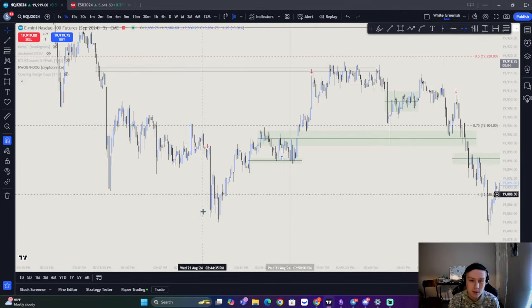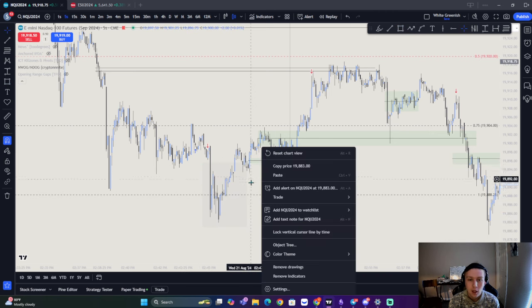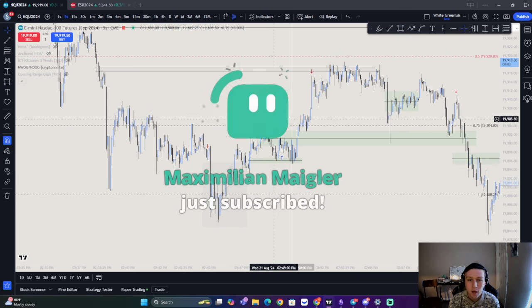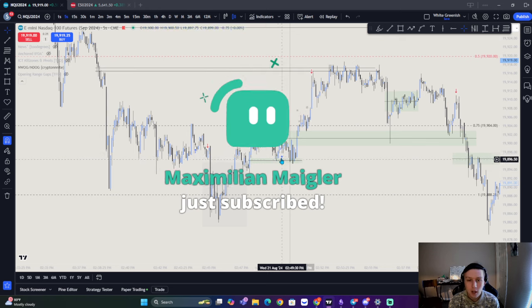We've had displacement. We've had a fair value gap in, fair value gap out. We have a balanced price range. This should hold. If it is a balanced price range, then what do we have? We have a displacement leg right there. And then what do we have?